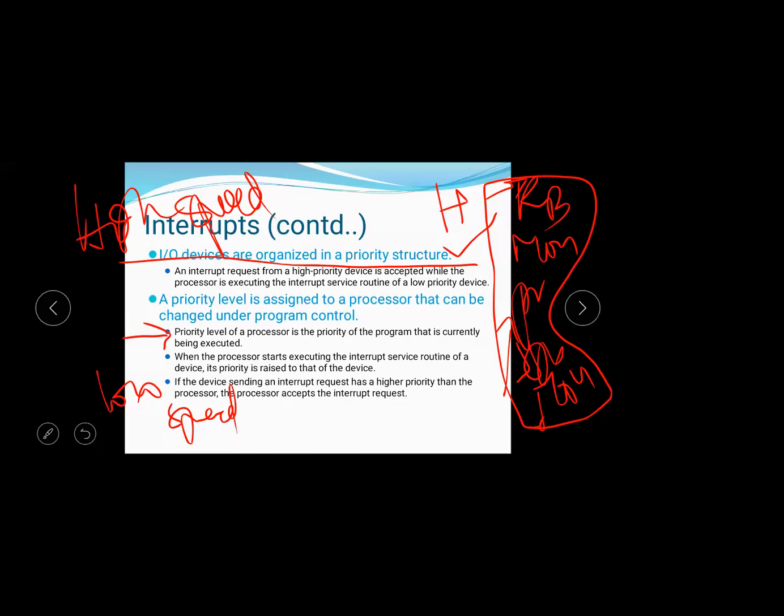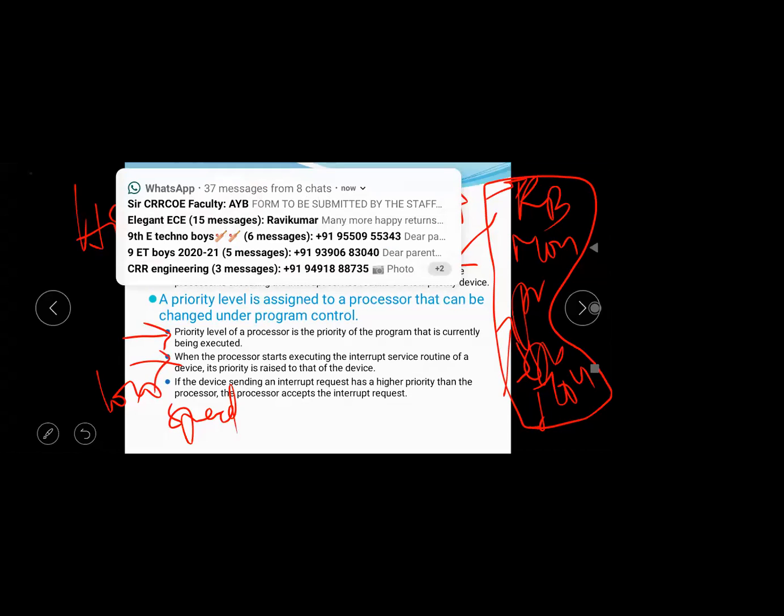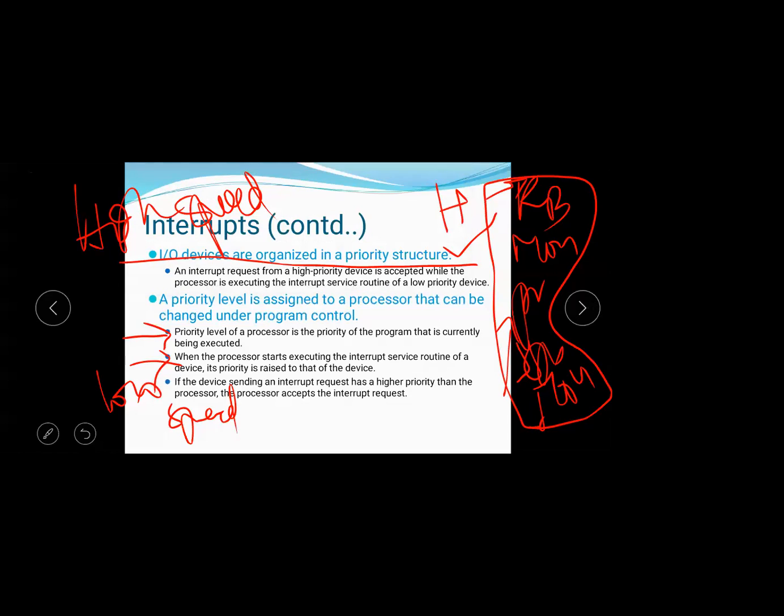When a processor starts executing the interrupt service routine of a device, such as the keyboard or monitor, its priority is raised to that of the device. If the device sending an interrupt request has higher priority, then the processor accepts the interrupt request.